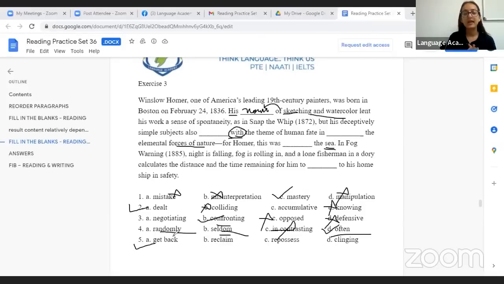And the last one, time remaining for him to reach his home, to get back to his home. So that is why. So now you can put your answers.